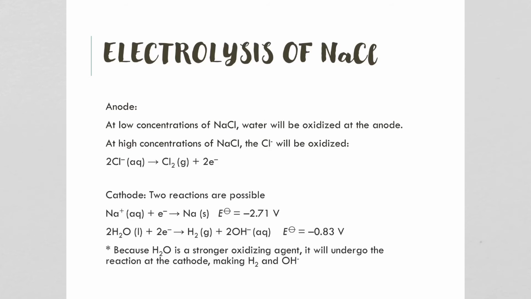This is actually how sodium hydroxide can be made industrially, through the electrolysis of sodium chloride. We'll produce chlorine gas at the anode, and we'll produce hydrogen gas and hydroxide ions at the cathode, which will form sodium hydroxide with the sodium ions left from the other reaction. So this would be a use for this type of electrolysis.